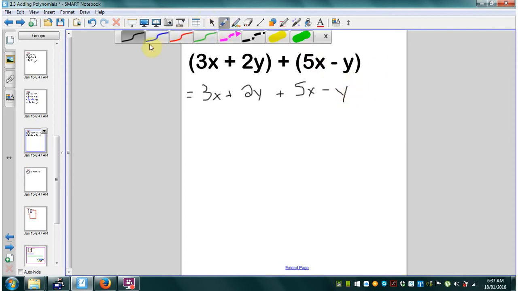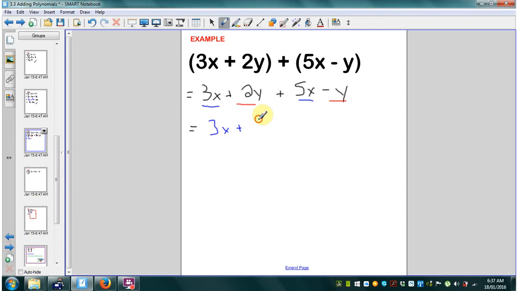Alright, I'm going to go and group my like terms now. So we have a 3x and a 5x. And we have a positive 2y and a negative y. Let's put them together. 3x plus 5x. And plus 2y subtract y.